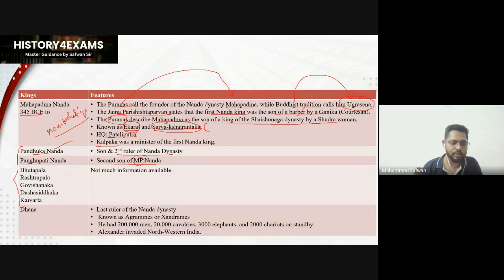Then we have information about Bhudapala, Rashtrapala, Govishanga, Dashasiddhaga, Kaivarta. Finally, we have the last ruler, the 9th ruler, Dhanananda, the last ruler of the Nanda dynasty. He is known as Agrammes or Xandrames in Greek records. You have to note such titles. It is believed that he had a large army consisting of 2 lakh infantry, 20,000 cavalry, 3,000 elephants, and 2,000 chariots.